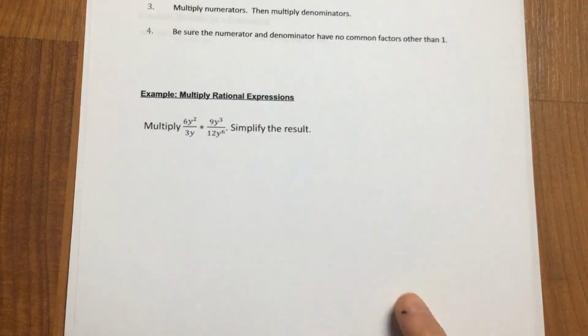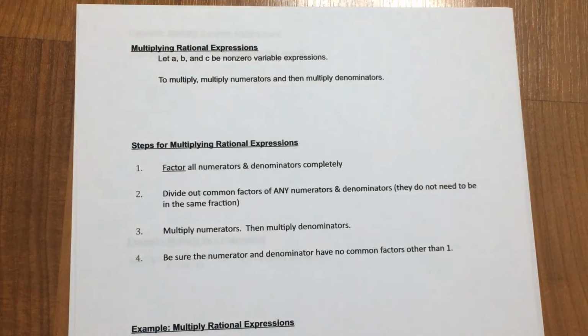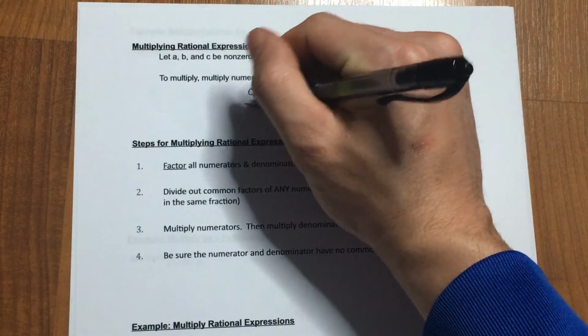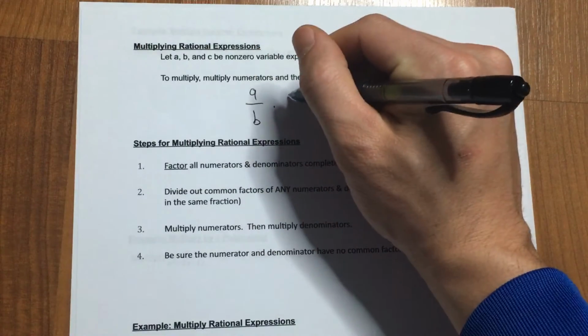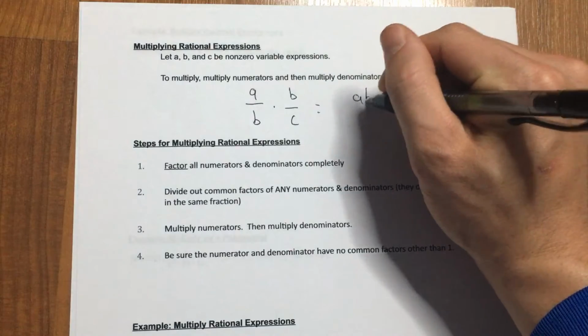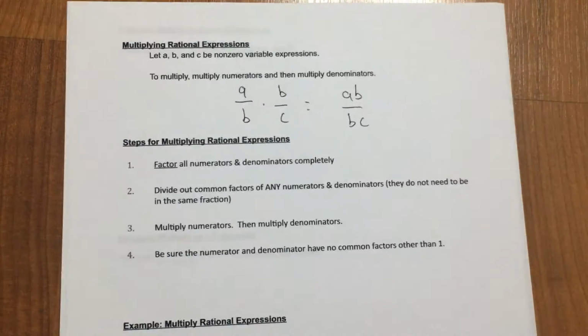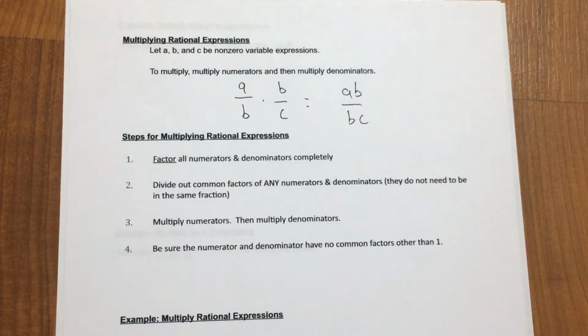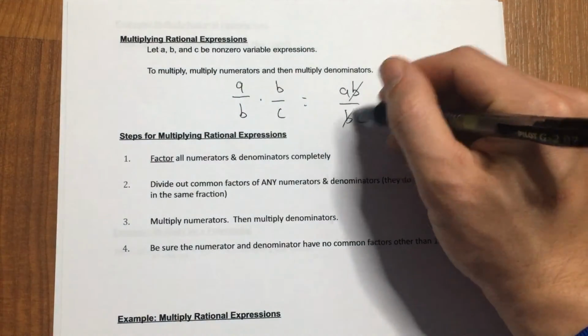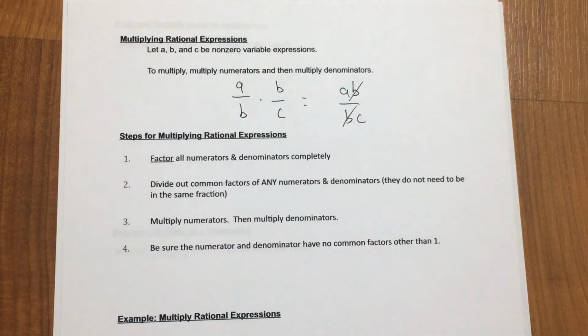Now this is just to multiply numerators and denominators. So you can fill this in as a over b times b over c. This would equal ab over bc, because we just multiply straight across. And you might even notice, involved in multiplying, we might be doing some canceling out as well, some simplifying.